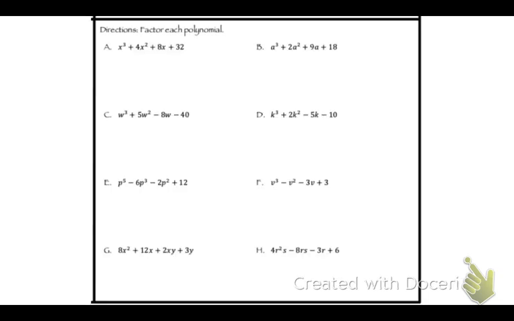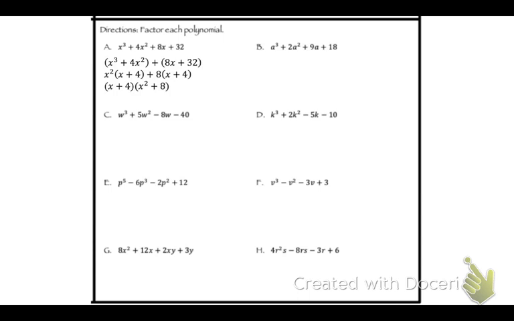Okay? Let's do these ones. So first, we're going to group the first 2, group the second 2. What do x cubed and 4x squared have in common? Well, they have an x squared in common. What do 8x and 32 have in common? They have an 8 in common. Then we're going to pull out that x plus 4, so that's x plus 4 and x squared plus 8.